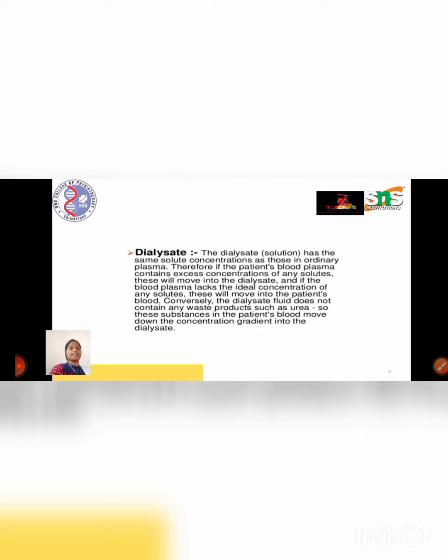Dialysate solution has the same solute concentration as that in normal plasma. Therefore, if the patient's blood plasma has excess solute, it will move into the dialysate. And if the blood plasma lacks the ideal concentration of any solute, this will move into the patient's blood. Conversely, the dialysis fluid does not contain any waste products such as urea, so these substances in the patient's blood move down the concentration gradients into the dialysate.